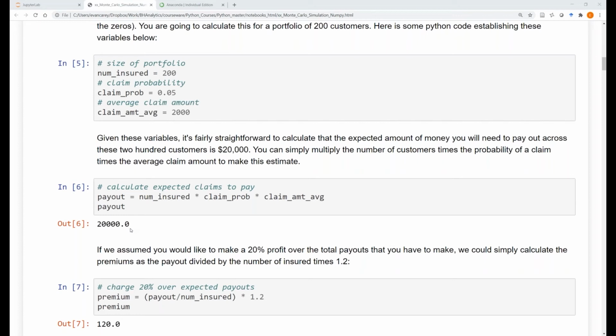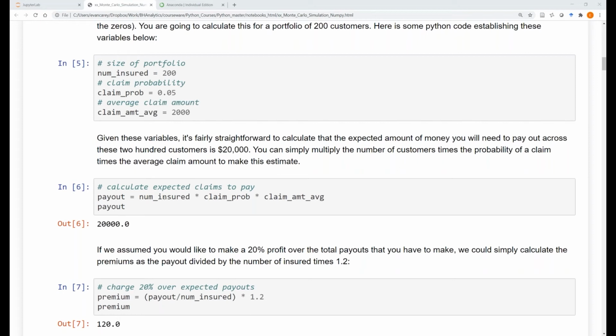If your outcome is the expected value of a distribution, you're estimating the mean, which seems overly simple, and we'll see in a moment that it probably is. So if I wanted to estimate this expected mean, I could do so, and my payout's $20,000 total across this portfolio.